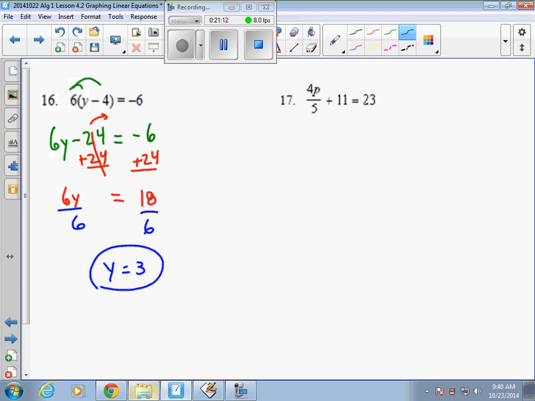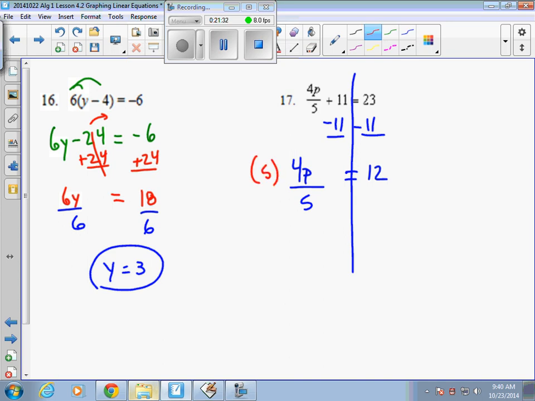Number 17, we're going to have 3 steps involved. Undo your addition and your subtraction first. You're still following the same model. If you subtract 11 on the left, subtract 11 on the right. 23 minus 11 is going to be 12, is equal to, we still have 4 times p, and we still have divided by 5. Cancel out divide by 5 next by multiplying by 5.